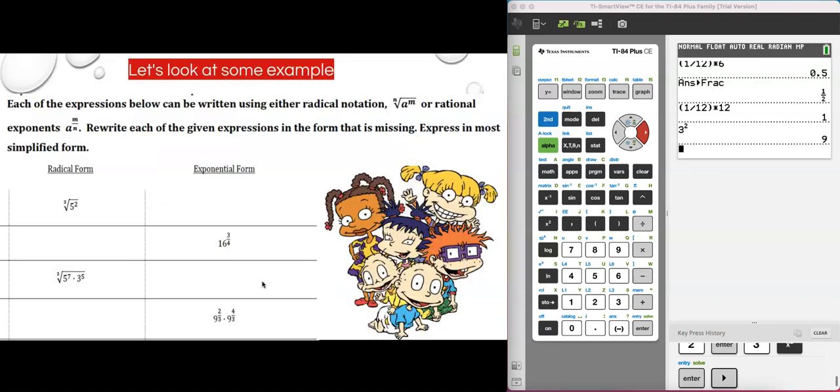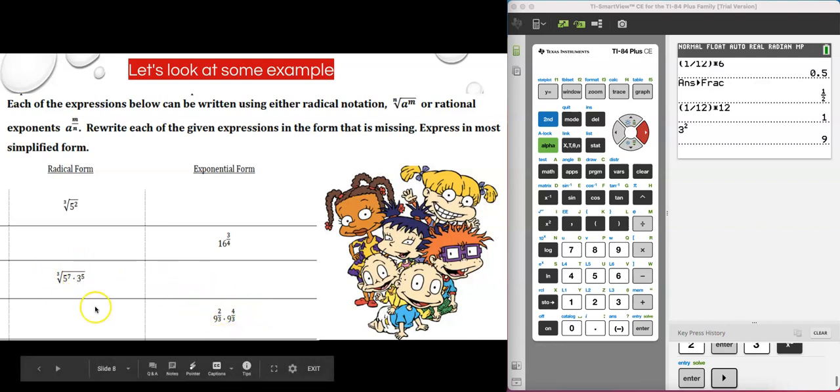All right, so what I would like for you to do is take a look at these examples here and go through them. You'll notice on the first one, they gave you a radical form, so I want you to write that in exponential form. Then here, they gave you the exponential form, and I want you to write that in radical form. Here, they gave you the radical form, and you're going to write that in exponential form. Same thing for the last one. And then tomorrow we'll come back together for a discussion.